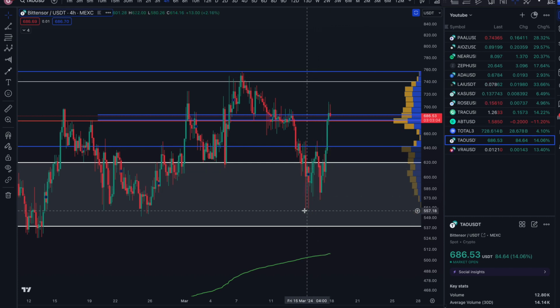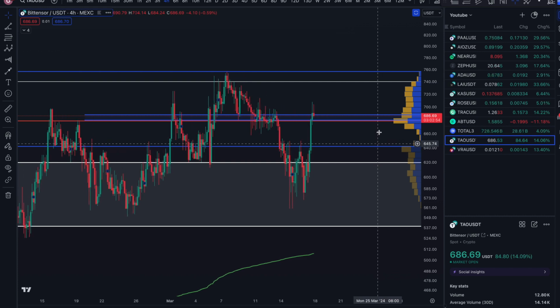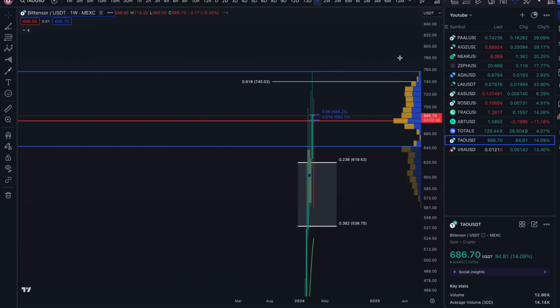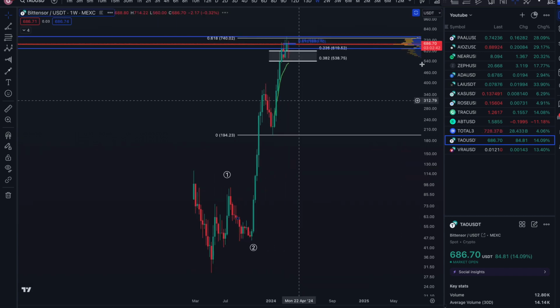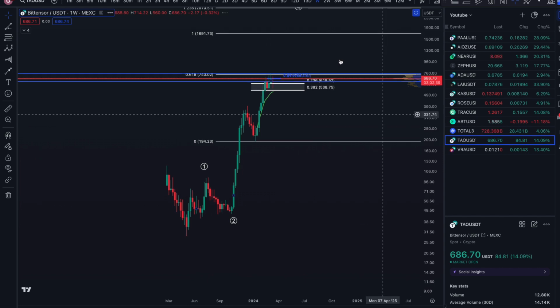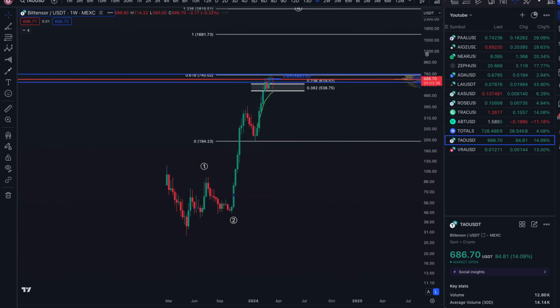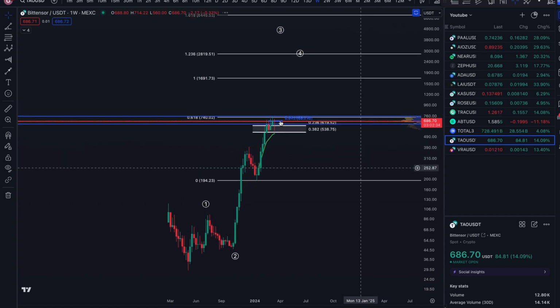What we want to see now is a 1, 2, 3, 4, 5, and then on the 3-wave pullback you can probably get back into Tau. That would be a trend reversal. Once we're over the value area high, which is $757, you're on your way to basically a new all-time high for Tau. Your first target could be the 1-to-1 extension around 1700 to the 1236. Then that will be the wave 5.